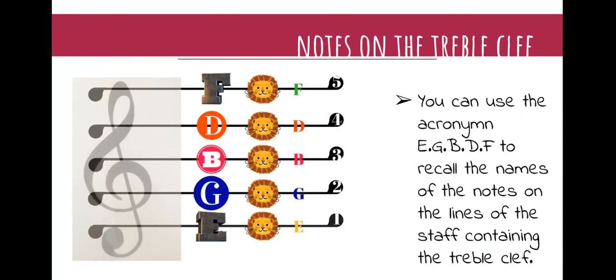Now moving on to lines. Now we do have 5 lines. And the acronym we use here for the treble clef is EGBDF. And you'll see I've got little lines I've used as the round circles to be the notes. And I've written in the letter names next to them as well.